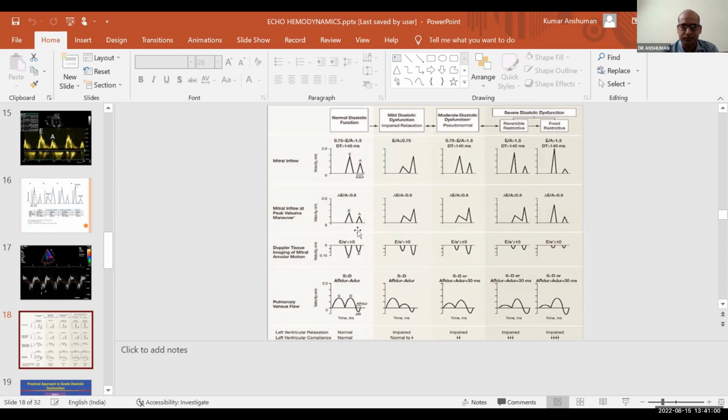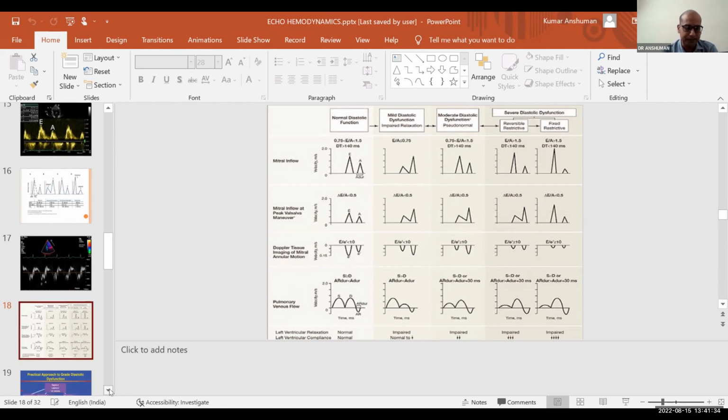What is the crux of the slide is this E by E dash. You have to define E by E dash. If E by E dash is less than 10, this is normal. If E by E prime is more than 10, this is pseudo normal. So this is the basis of defining normal diastolic function and pseudo normal diastolic dysfunction. I'll not go into the pulmonary venous flow, as that will make things lengthy.